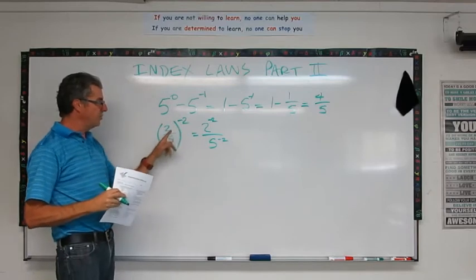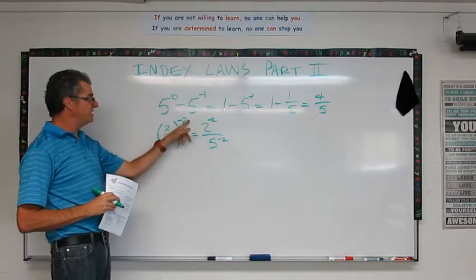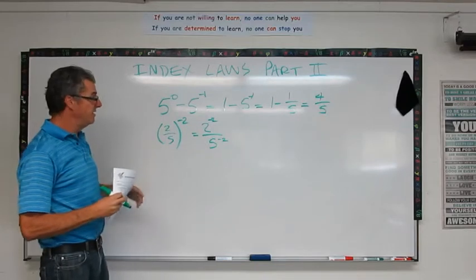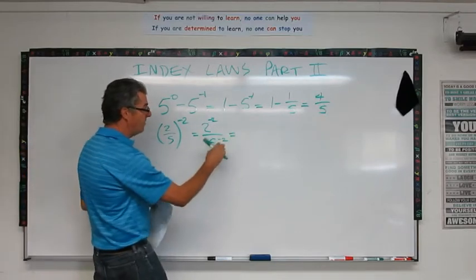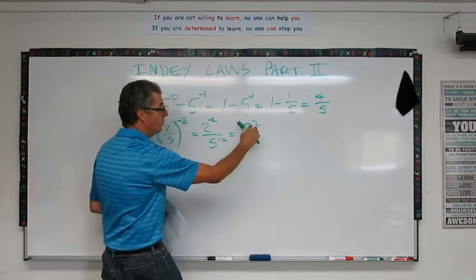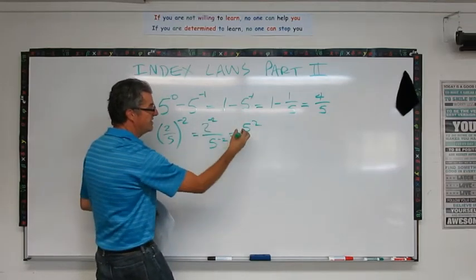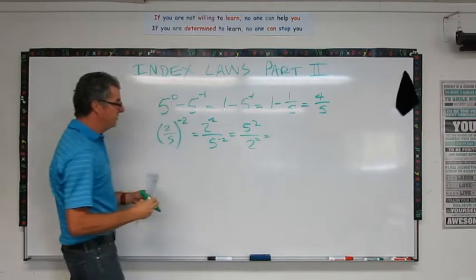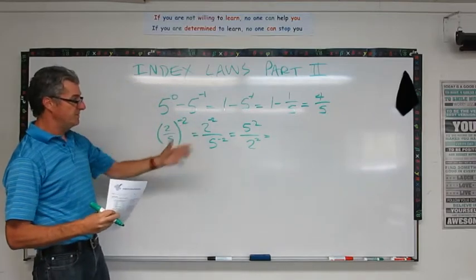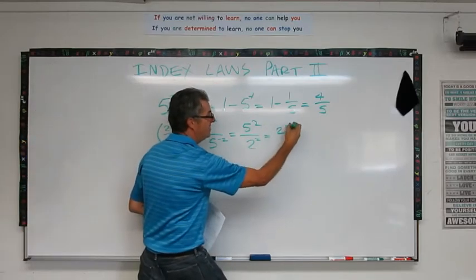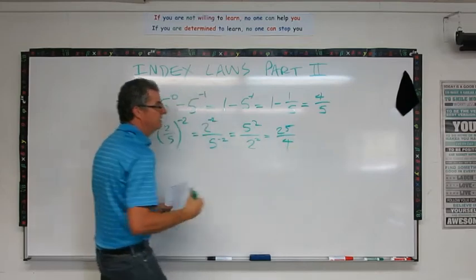So this is, I'm using the quotient law to distribute this negative exponent onto the two numbers in the fraction. Now, I'm going to use the negative power law. This one's going to come up and become 5 squared with no negative, and this one's going to go down and become 2 squared with no negative. So it kind of just switched it. Now let's finish. 5 squared is 25, 2 squared is 4.